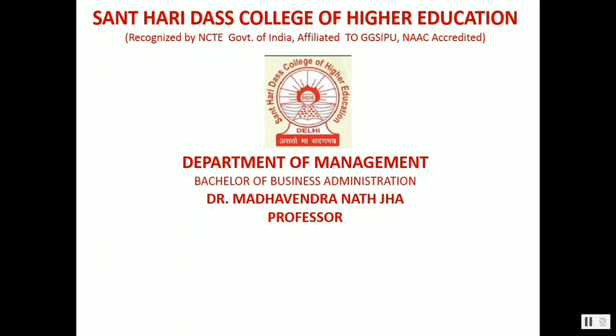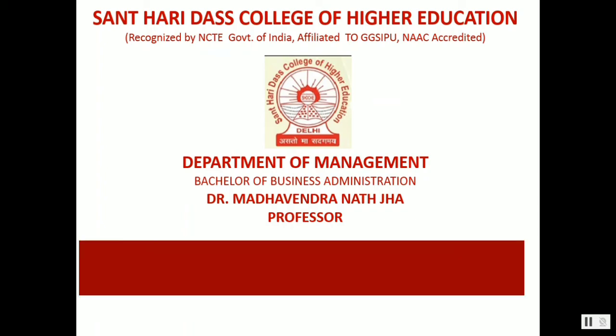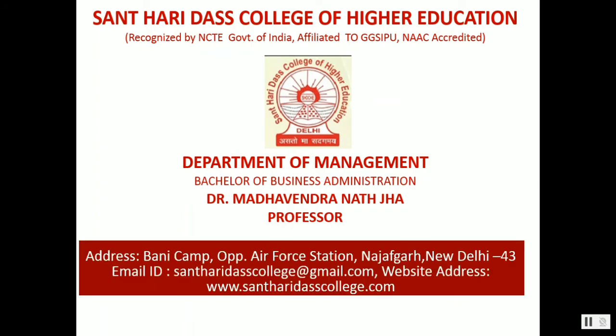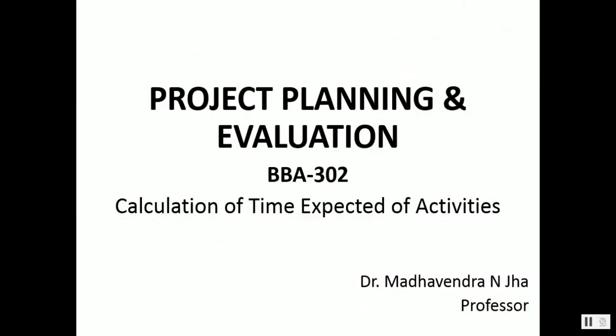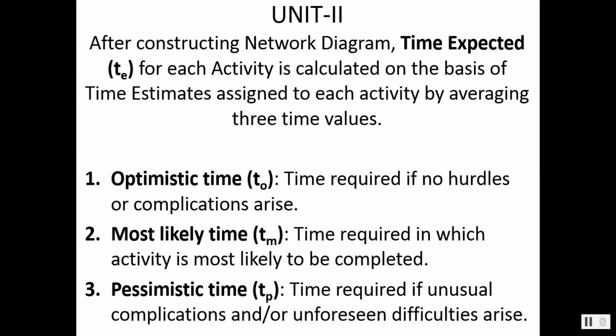Once again, I have come with a topic from the subject Project Planning and Evaluation, BBA 302. The topic is how to calculate time expected for the activities under a network diagram on the basis of given optimistic time, most likely time, and pessimistic time.